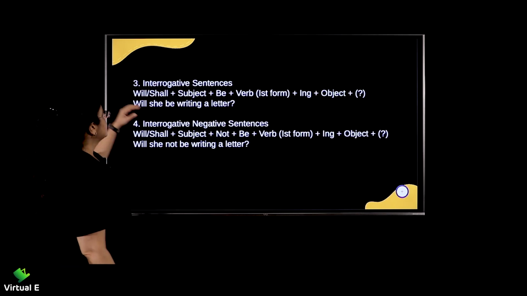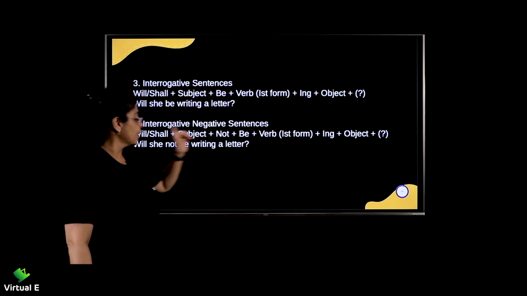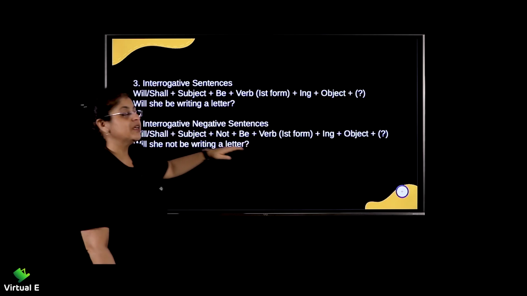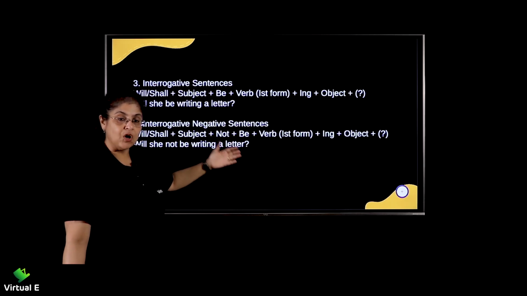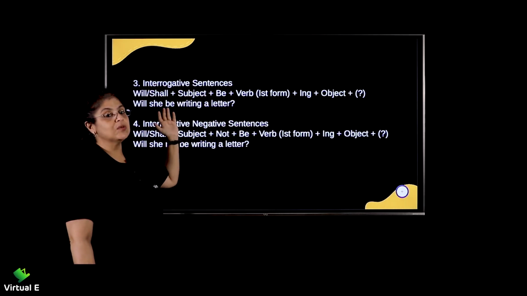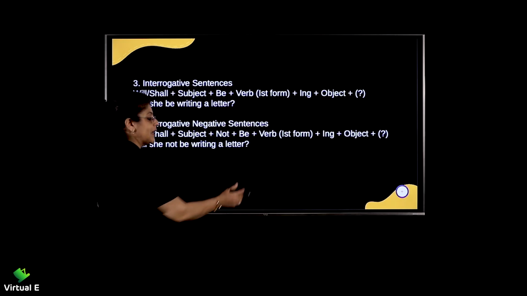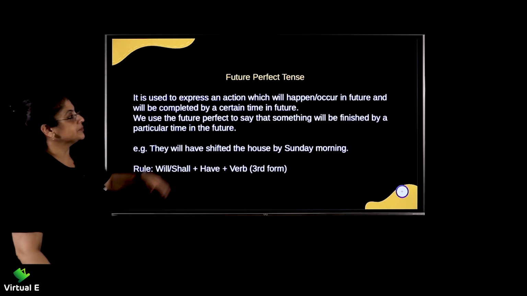Moving further to the interrogative sentence, will she be writing a letter? Will she not be writing a letter? We've already been doing these four types, where you are talking of interrogative and interrogative negative. Again, an action which will happen in the future.